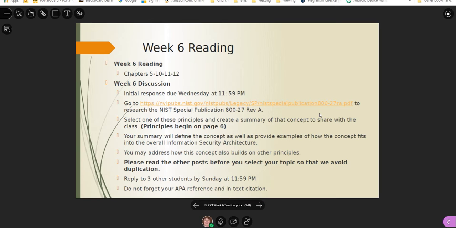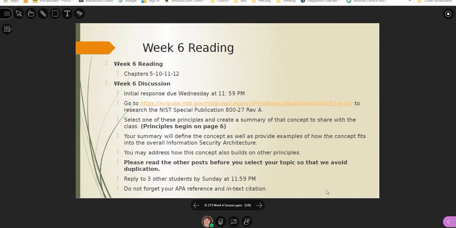There are 33 principles and they start on page 6 of this PDF. You're to pick one, just one of the principles, and create a summary of that concept to share with the class. Your summary will define the concept as well as provide examples of how the concept fits into the overall information security architecture. You may address how this concept also builds on other principles.